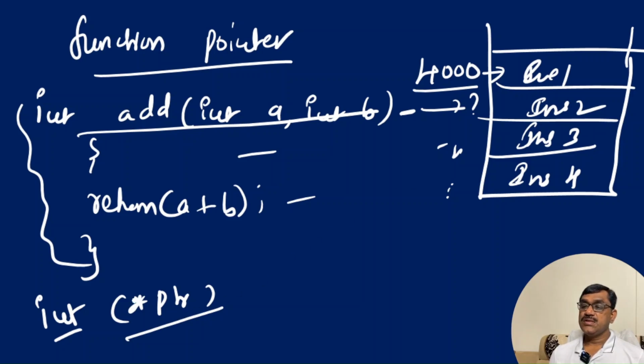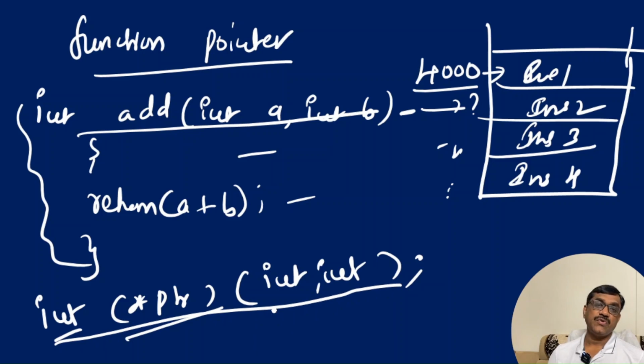Now, it is a pointer to whom function. Function is referred as parenthesis. Okay, parenthesis we are talking about is function. See how many parameters are there in the function. Formal parameters, two parameters. What is the prototype here? First is integer and second is also integer, and you write semicolon. This is the way of declaring a function pointer or pointer to a function.